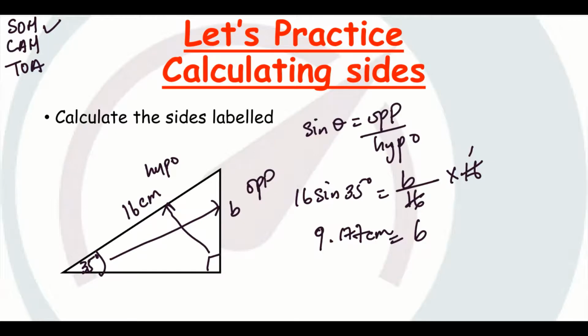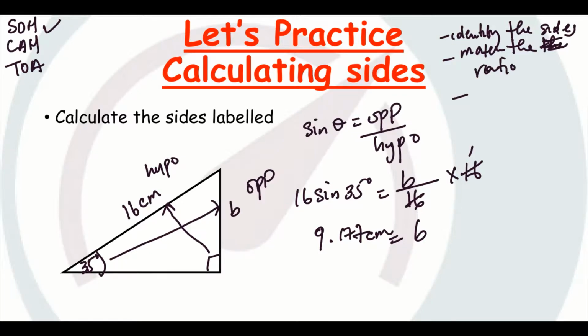So the first thing that we did was identify the sides that were given and the side that we want to find. Then match the ratio. And after we have matched the ratio, the next thing to do is go ahead and transpose to find whatever missing element is there to be found.